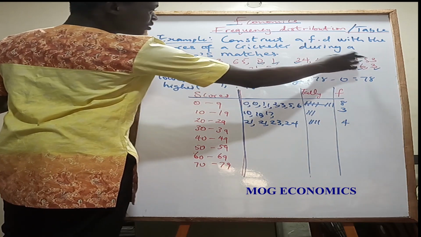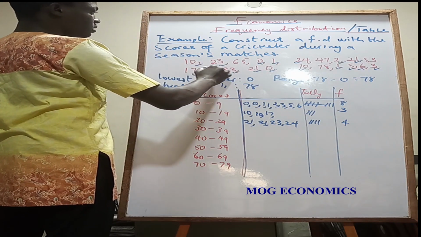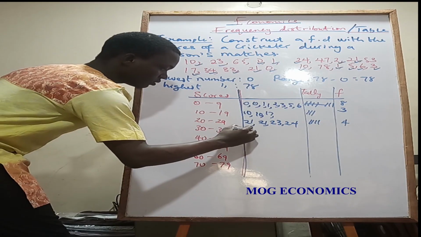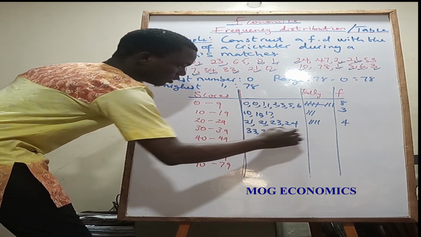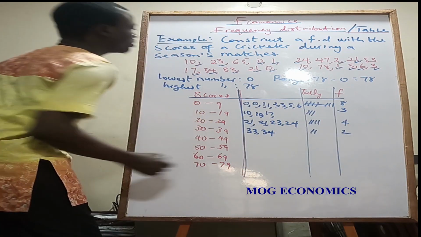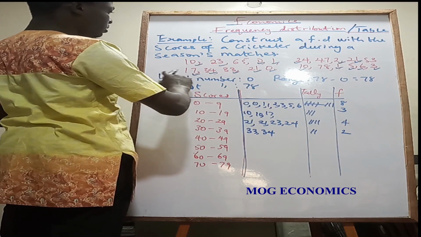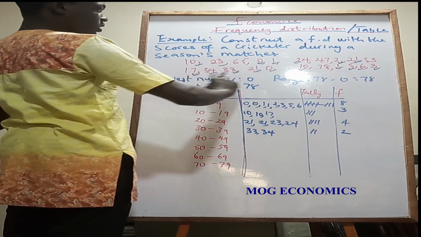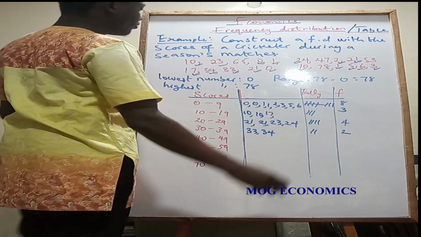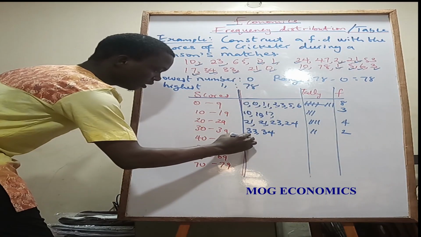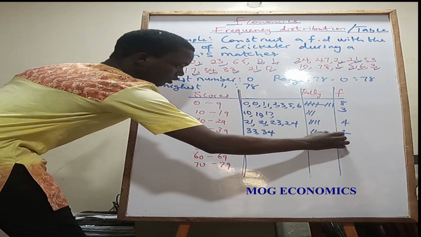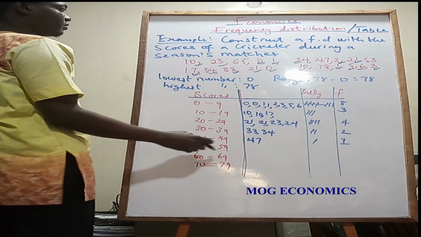30 to 39. Is there any 30 here? There's no 30 here. So I have 33, 34, 33, 34. Just 2. Is there any 30? No 30. So how about 40 something? I have just 1, 47, 1.